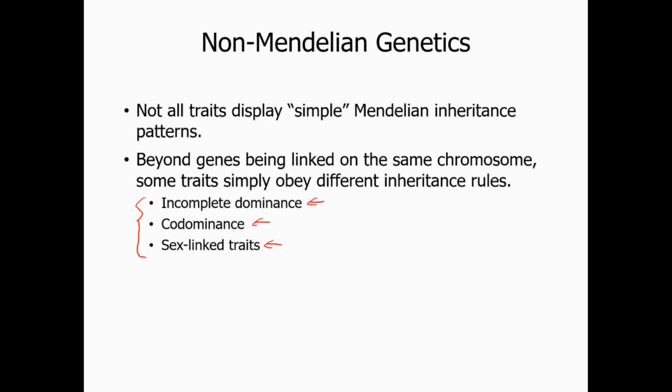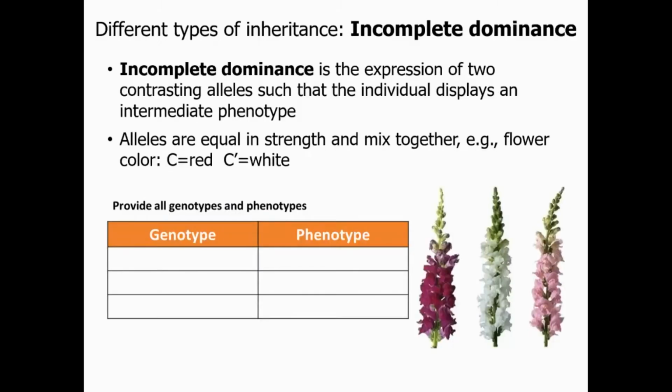Okay? So the first one is called incomplete dominance. Incomplete dominance is the expression of two contrasting alleles, such that the individual displays an intermediate phenotype. So what does it mean? Basically, in this case, you do not have any dominant or recessive trait. So if you have two different alleles, you can still think of them as dominant or recessive, if that helps.